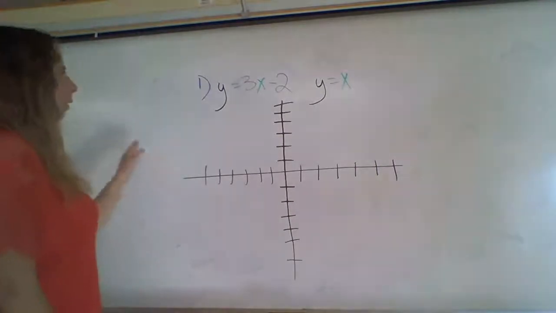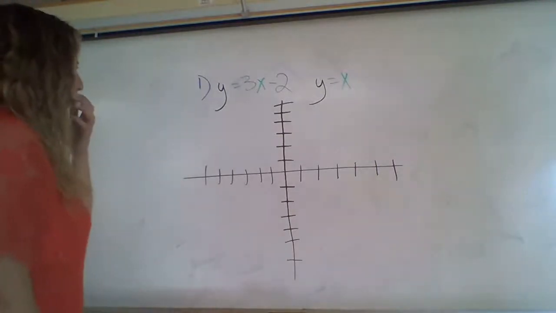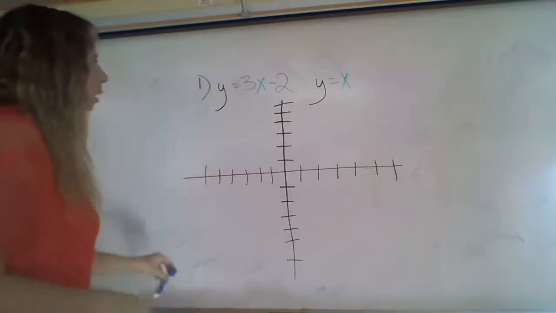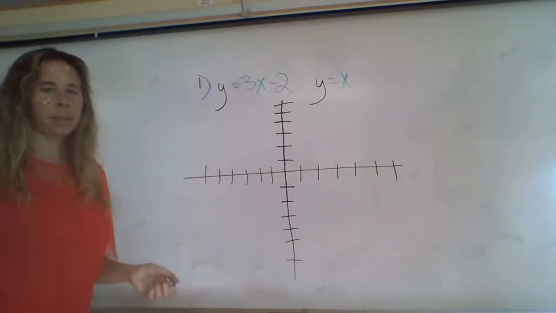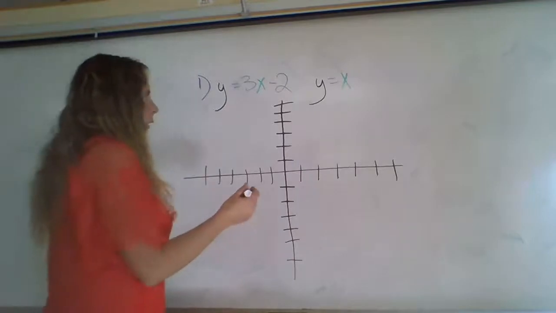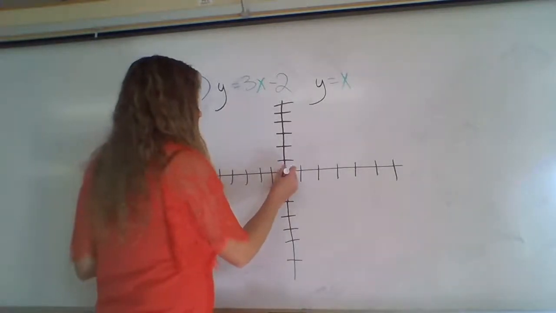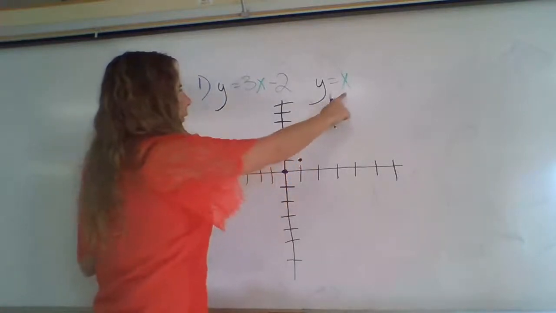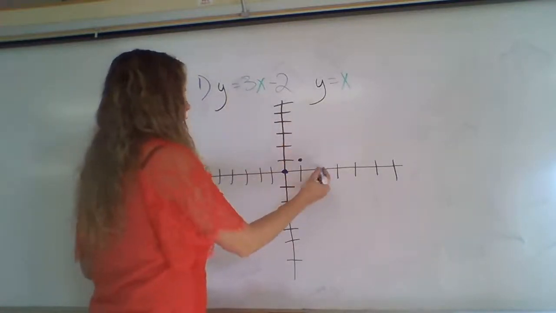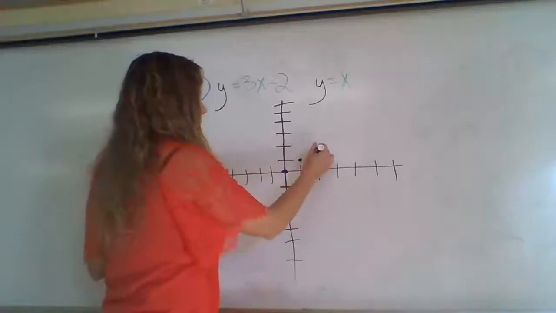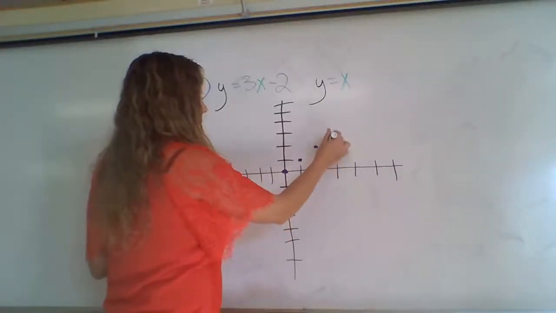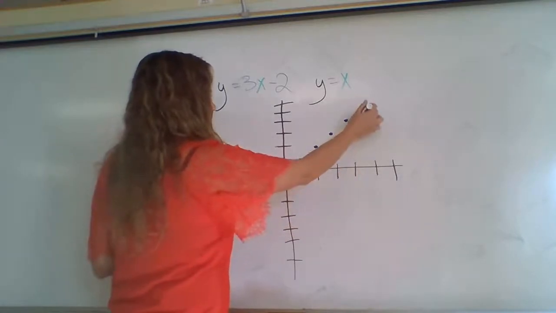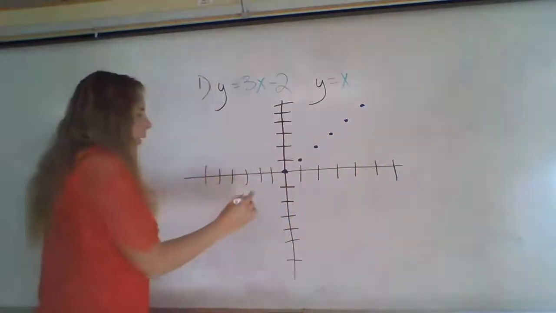Let's graph y equals x first because it's fairly easy. If you graph the line y equals x, if x is 0, y is 0. If x is 1, y is 1. They're equal to each other, so whatever x is, that's what y is. When x is 2, y is 2. When x is 3, y is 3. When x is 4, y is 4. When x is 5, y is 5.